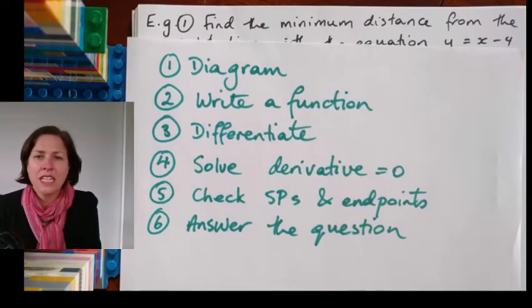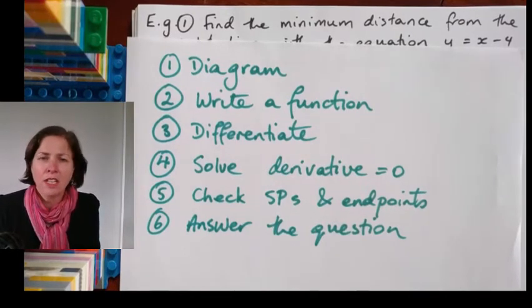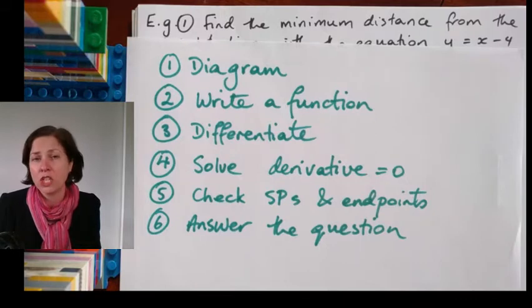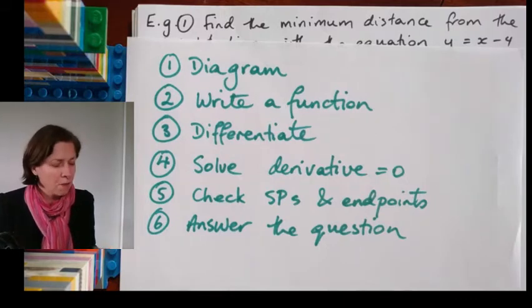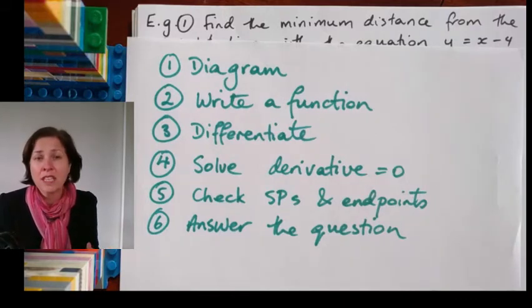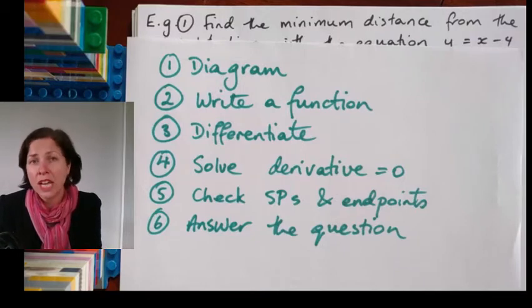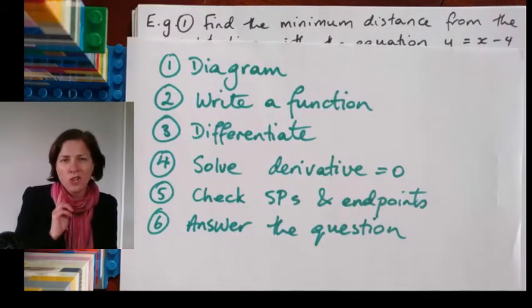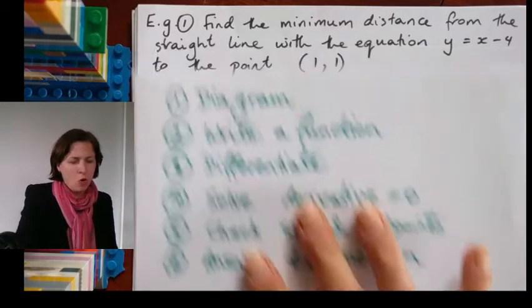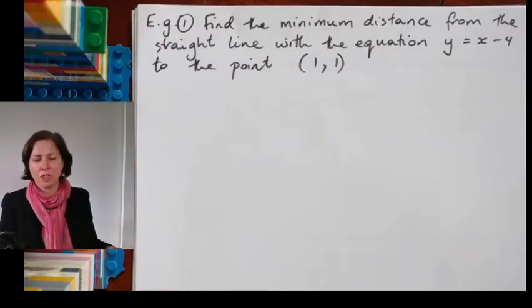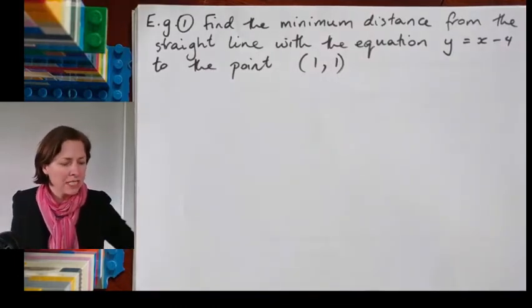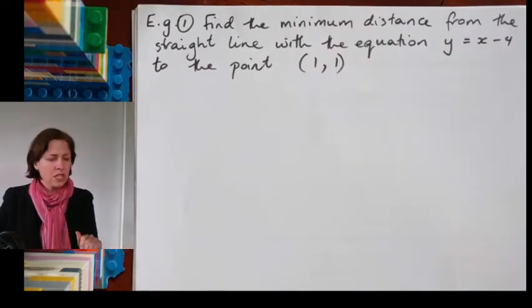Third, I'll need to differentiate that function. And then fourth, I need to solve the derivative equals 0 in order to find my stationary points. Fifth, I'm going to check my stationary points, and if it's appropriate, I might also check endpoints. And finally, I'm going to answer the question. Never forget that last step. Always go back and double check what the question is asking. So in this example, I need to find the minimum distance from this line to this point.